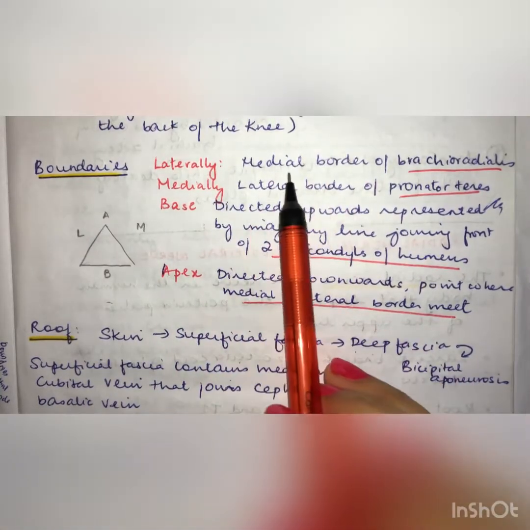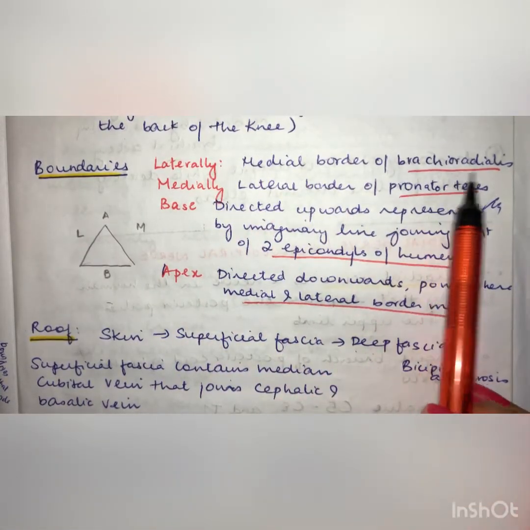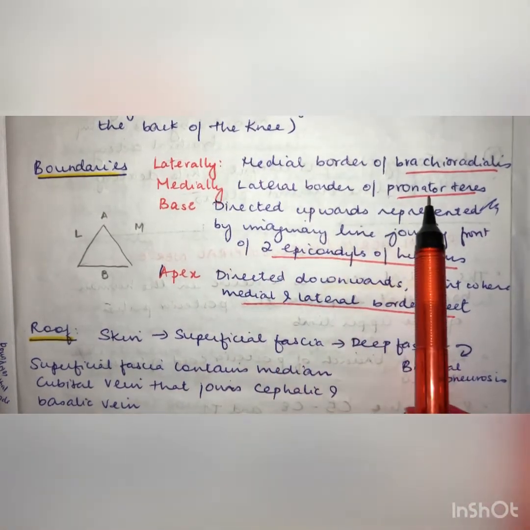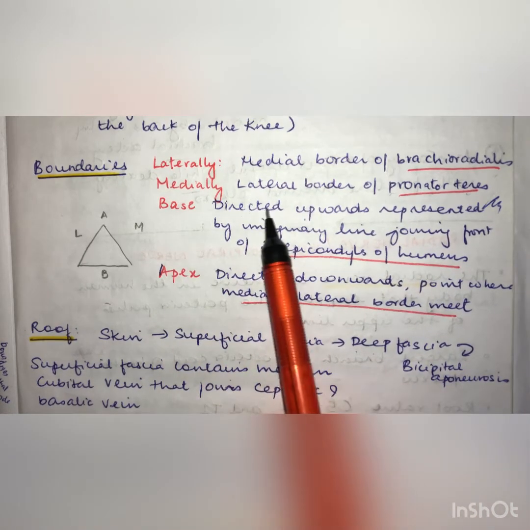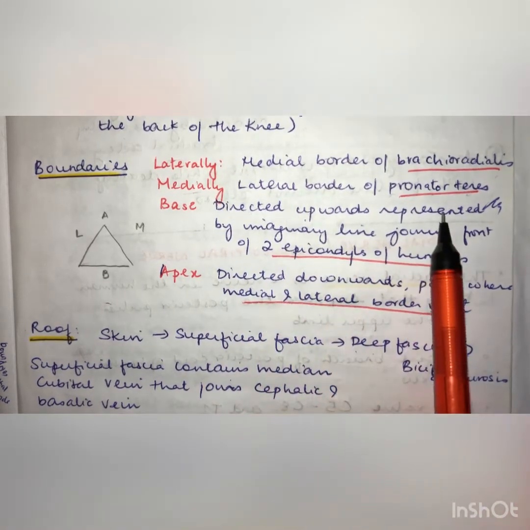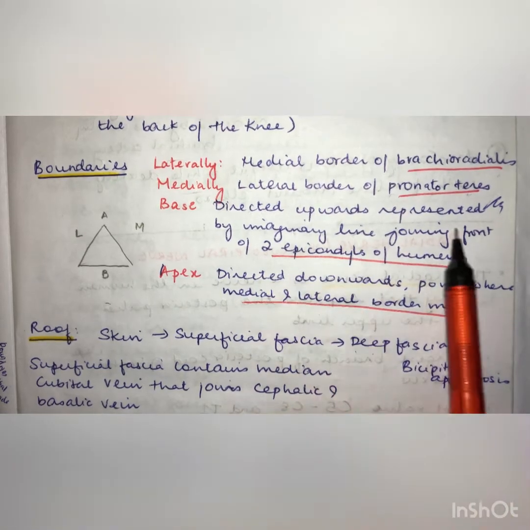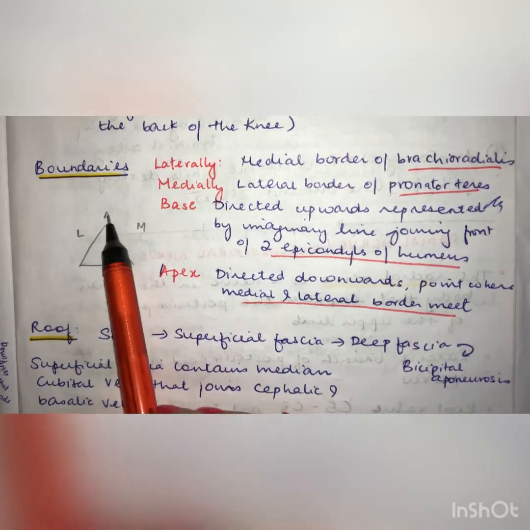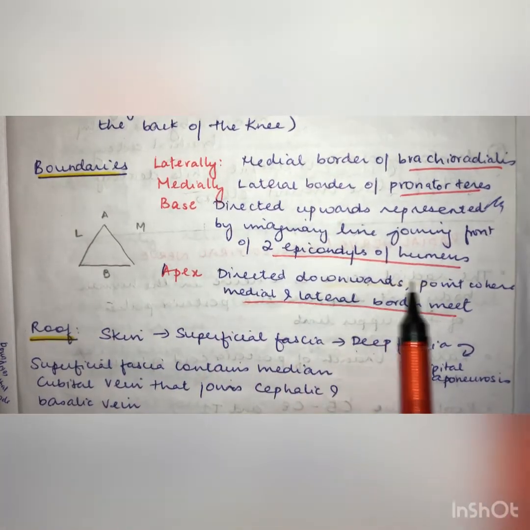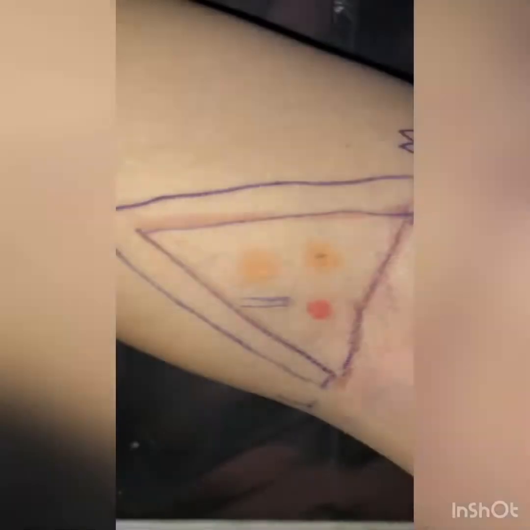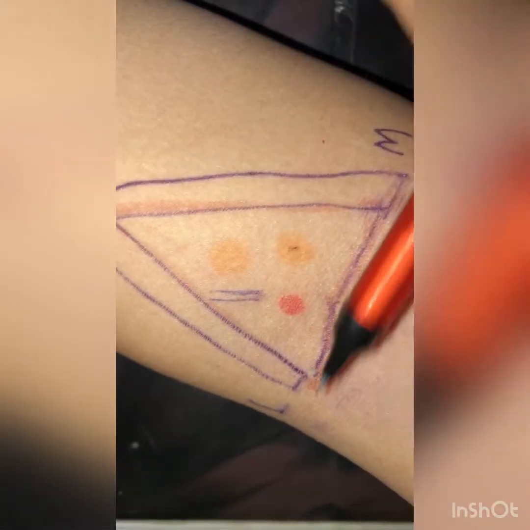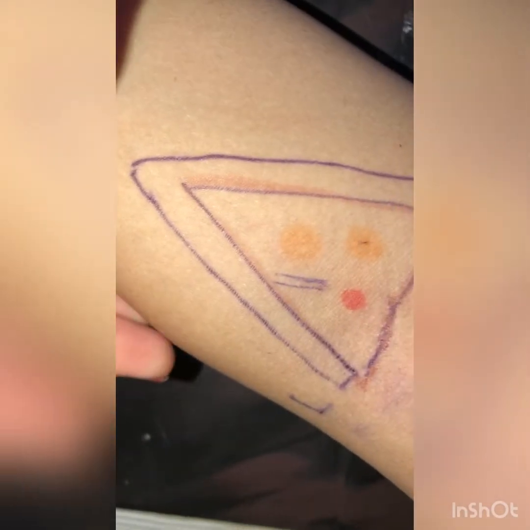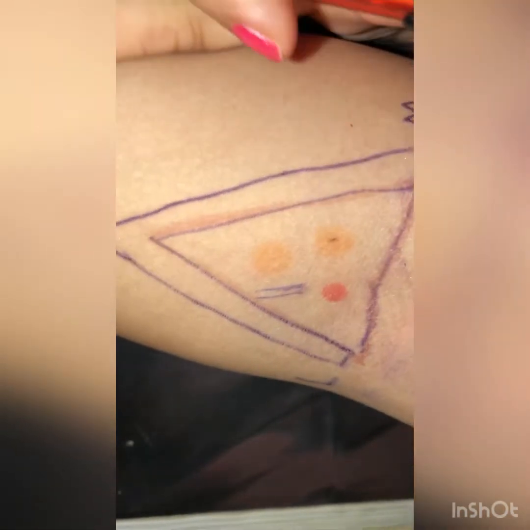Laterally, it is bounded by the medial border of the brachioradialis. Medially, by the lateral border of the pronator teres. The base is directed upwards and it is represented by an imaginary line joining the front of the two epicondyles of the humerus. And the apex is directed downwards, pointed, where both the borders meet. This is the base, this is the apex. This is the lateral side and this is the medial side.